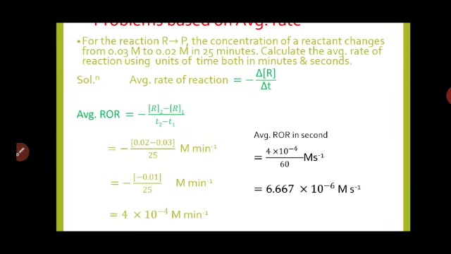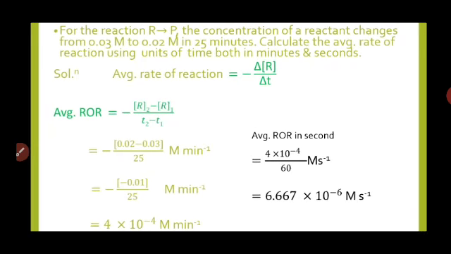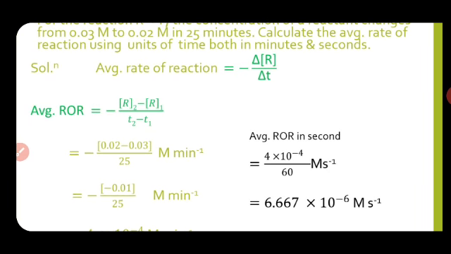For the reaction, R gives P. The concentration of a reactant changes from 0.03 molar, capital M is molar, to 0.02 molar in 25 minutes. Time is given. Calculate the average rate of reaction using the units of time both in minutes and seconds. So here the solution: average rate of reaction is given as minus delta R divided by delta T.